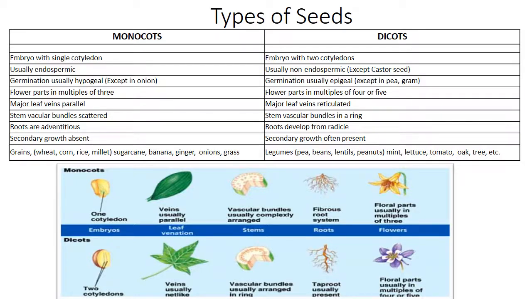Monocot grains are wheat, corn, rice, millet, sugarcane, banana, ginger, onion, grass. Legumes are pea, bean, lentil, and peanut, then mint, lettuce, tomato, oak, etc. are dicots. Here there is a picture showing the dicot and monocot kind of flower and different plant parts.